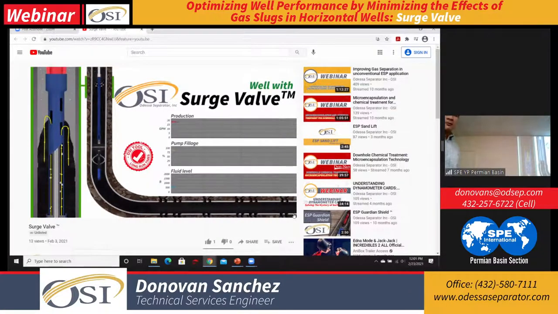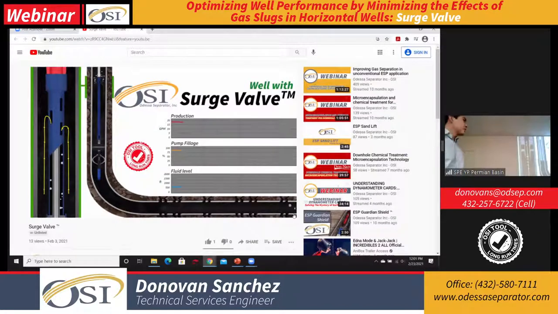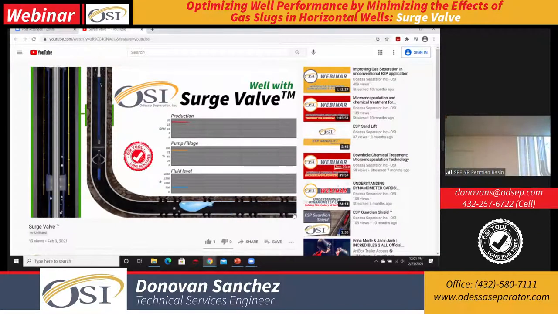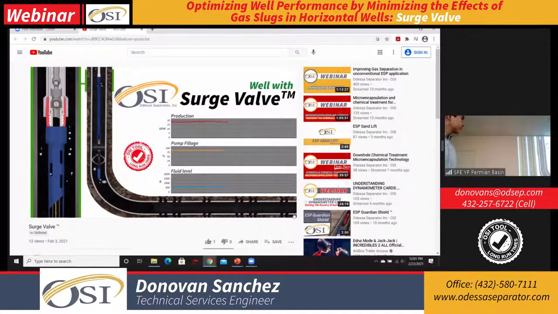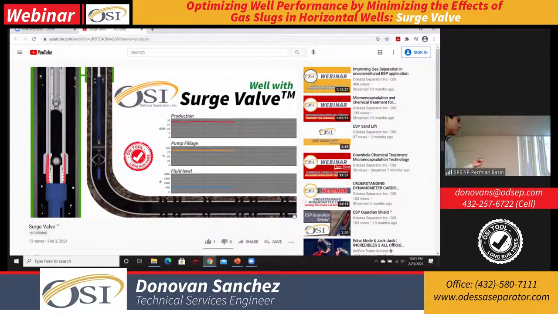And this animation actually shows the surge valve in conjunction with the package type gas separator. So this is kind of like a combination dual threat tool against gas slugging. In this, you will see a more consistent pump fillage with a more consistent fluid level and more consistent production, versus if you didn't have these tools, then you're going to see the ups and downs and the peaks and troughs of the production.